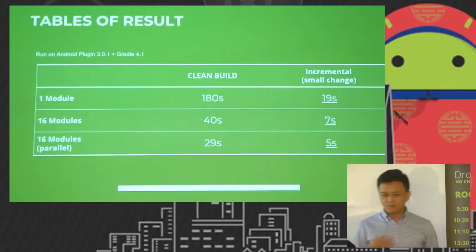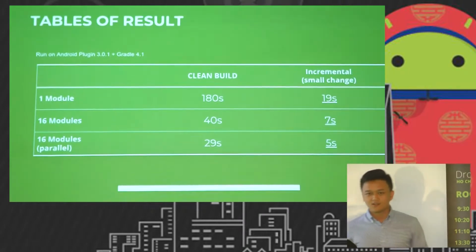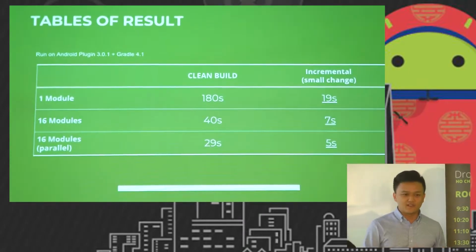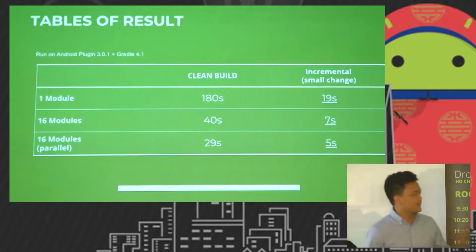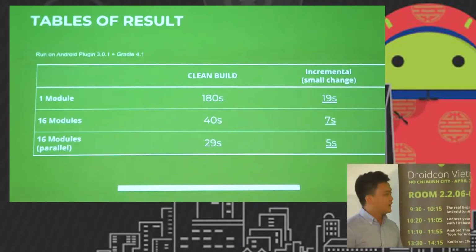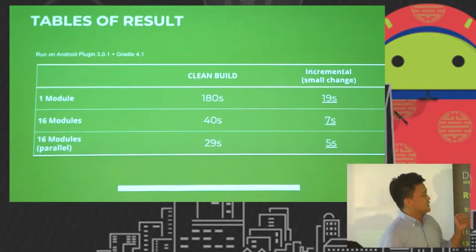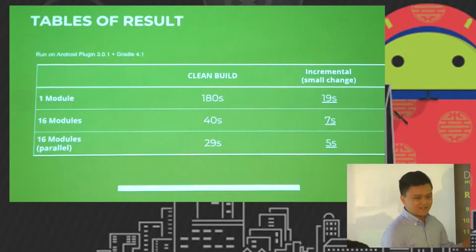So I do some builds. I destroy build 20 times on my computer for each project. And here is the result. For the first approach, it takes 180 seconds, about 3 minutes. But for the second approach, 16 modules and the dependencies are kind of complicated. It takes 40 seconds. The third one takes 29 seconds.